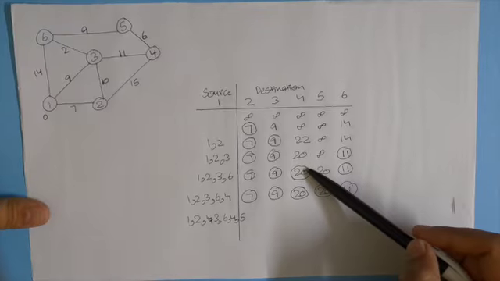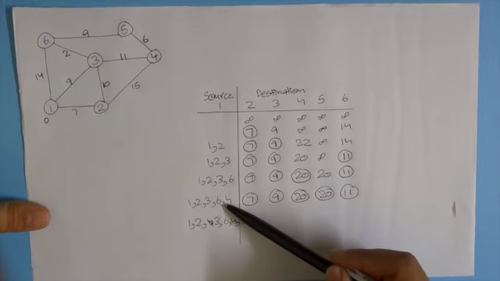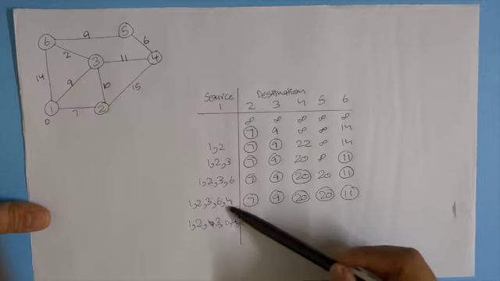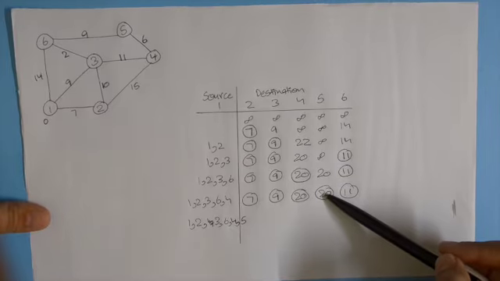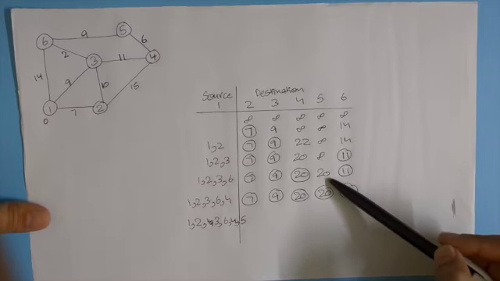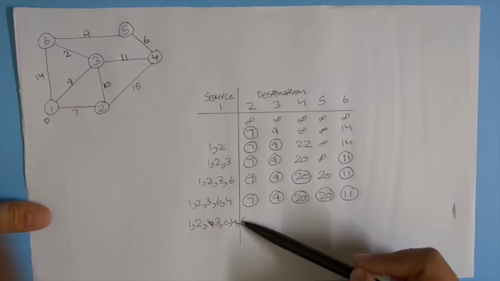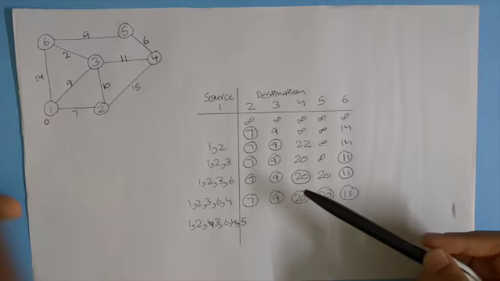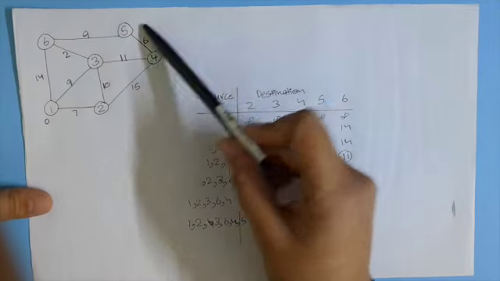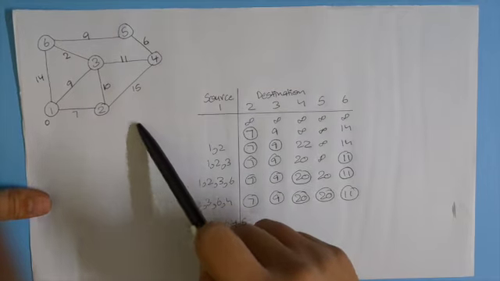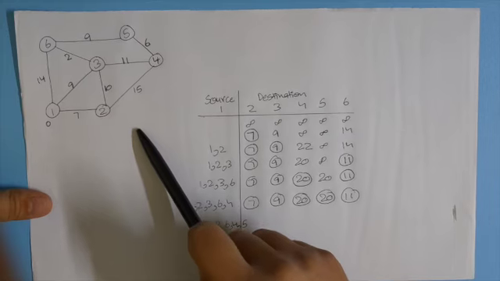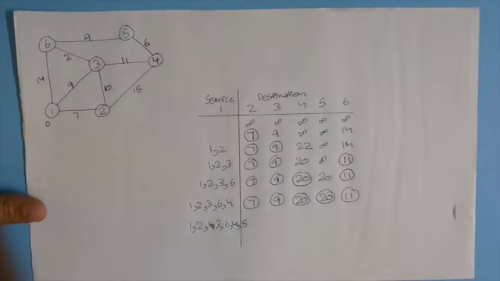I'll circle 4 and then 4 becomes the source. 4 comes out. Then the last one becomes 20 for 5. Then I'll circle this. Then 5 comes out. So this is how a particular undirected graph problem is solved using Dijkstra's algorithm by using the greedy method.